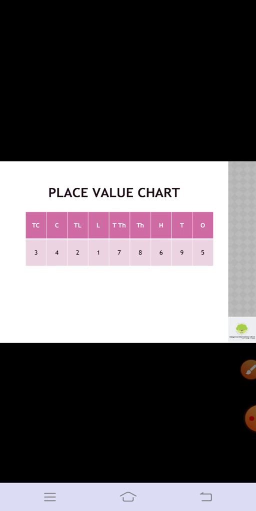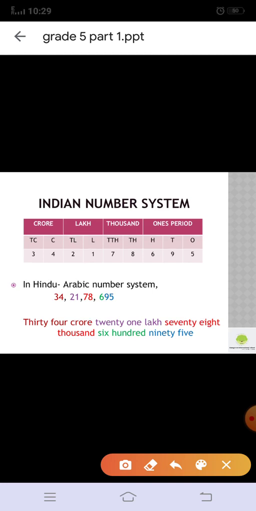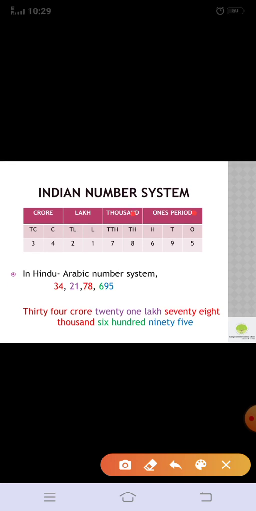This is the place value chart. According to its position, it is divided into periods, which help us to read and write large numbers. Now we are going to see the Indian number system. It is divided into ones period, thousands period, lakhs period and crore period. In ones period there are three places: ones, tens, hundreds. In thousands period there are two places: thousand, 10,000. In lakh period there are two places: lakh, 10 lakh. In crore period there are two places: crore and 10 crore.